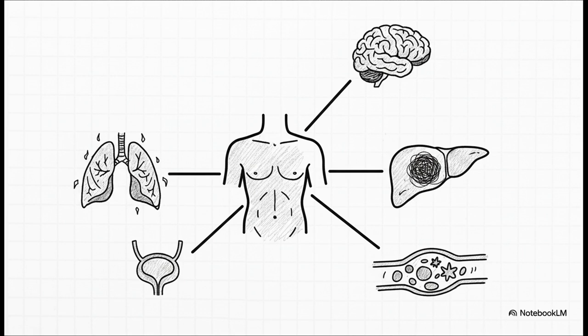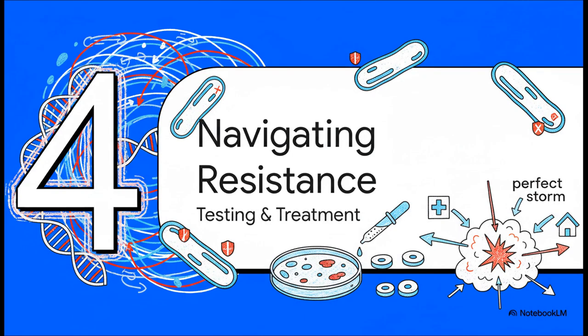It's a major cause of complicated UTIs. But what's really terrifying is its association with pyogenic liver abscess. That's a hallmark of the hypervirulent strains that can spread all over the body. And this, of course, brings us to the biggest challenge of all, antimicrobial resistance. So let's talk about how we fight back, using standardized testing and evidence-based treatment guidelines.